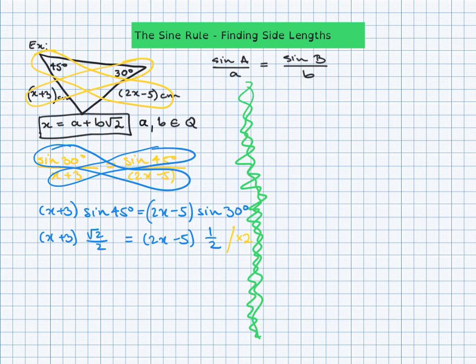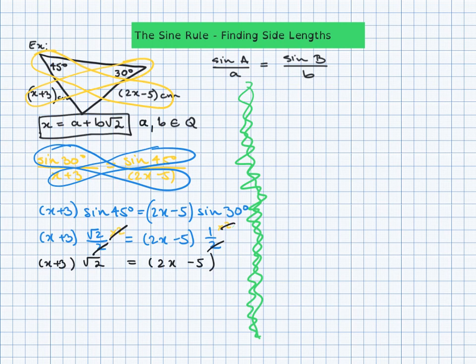So multiplying everything by 2, everything by 2. That's what it means. So then I don't need that. What is happening now is that 2 and 2 are going to cancel out, and 2 and 2 will cancel out. So we will be left with x plus 3 times square root of 2 equal to 2x take away 5.